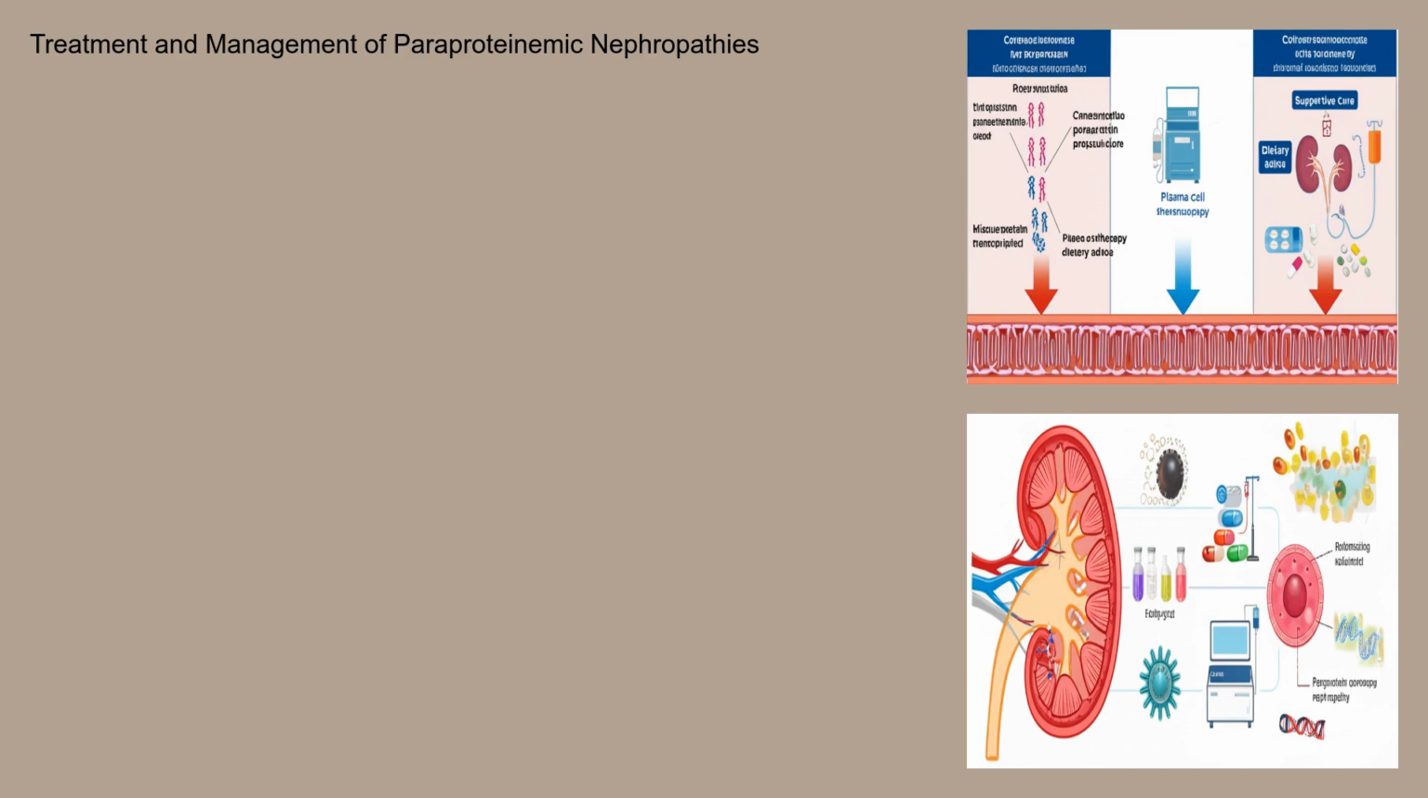The treatment and management of paraproteinemic nephropathies is multifaceted and depends on the underlying plasma cell disorder and the severity of kidney damage. The primary goal is to reduce the production of the paraprotein by treating the underlying plasma cell dyscrasia. Chemotherapy, immunomodulatory drugs, and stem cell transplantation are often used to control the plasma cell proliferation. Supportive care includes managing blood pressure, controlling edema, treating anemia, and providing nutritional support. In cases of advanced kidney failure, dialysis or kidney transplantation may be necessary. Emerging therapies, such as targeted therapies and monoclonal antibodies, are showing promise in treating specific types of paraproteinemic nephropathies.